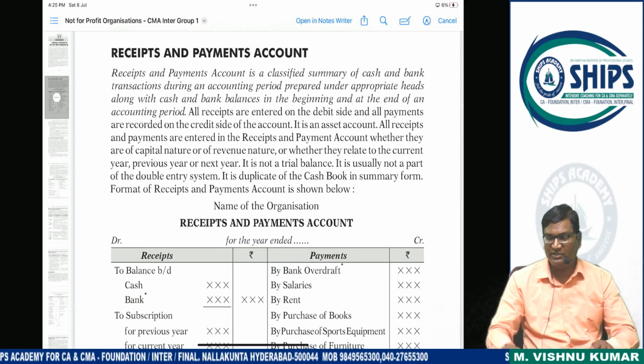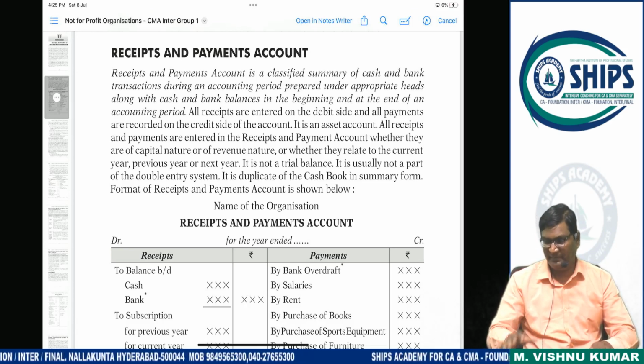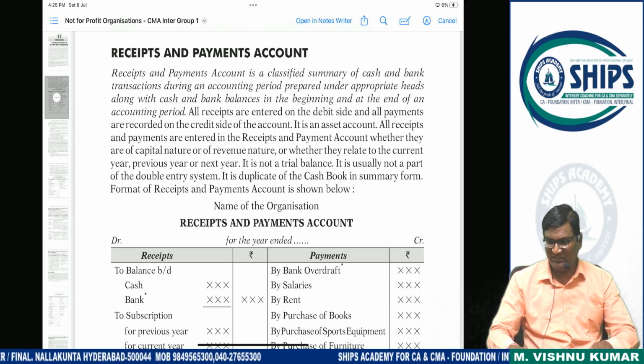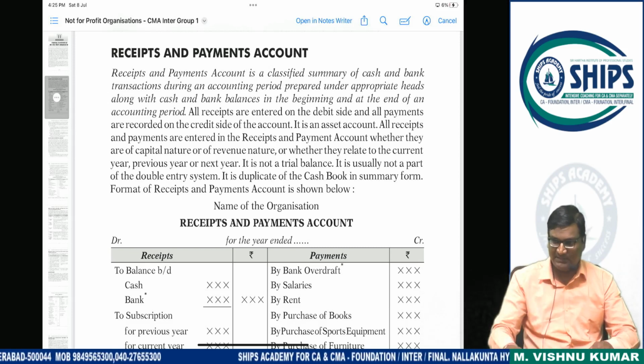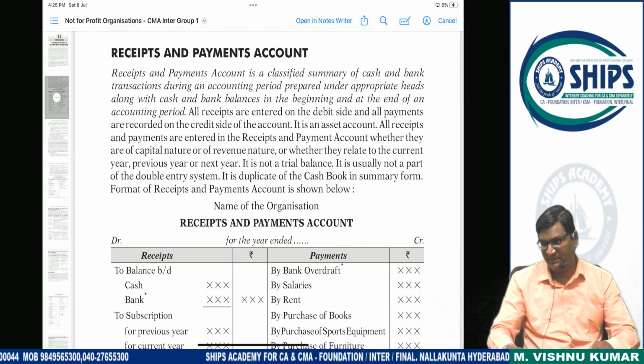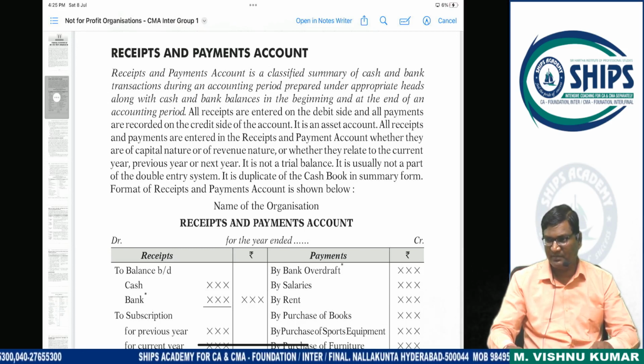See, non-profit organization means, all students know, an organization which is established specifically with the intention of providing services to society. Their motto is rendering services, not to earn profits. Their main motto is what? To render services. Examples: school, colleges, educational institutions, hospital, charitable societies, sports organizations. These are the examples of non-profit organizations.